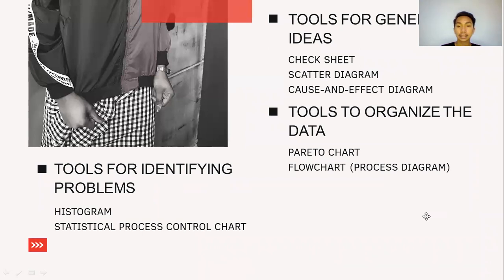These tools are divided into 3 main parts, which are the tools for generating ideas that consist of check sheet, scatter diagram, and cause and effect diagram. The second one is tools to organize the data that consists of Pareto chart and flow chart or process diagram. And the third one is tools for identifying problems such as histogram and statistical process control chart.